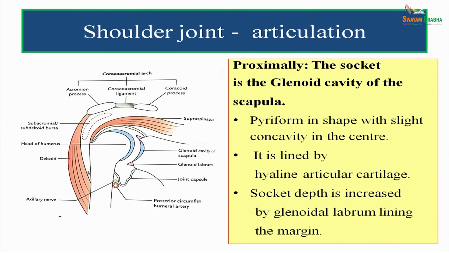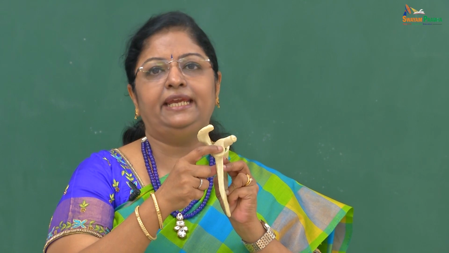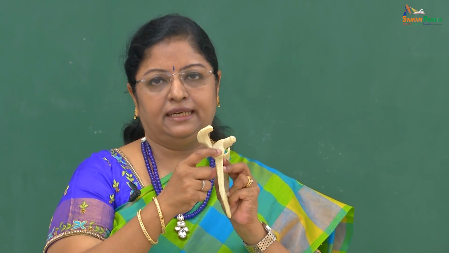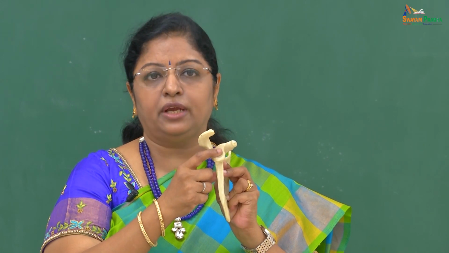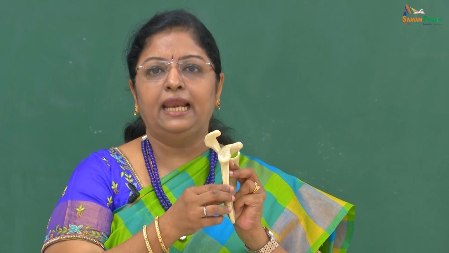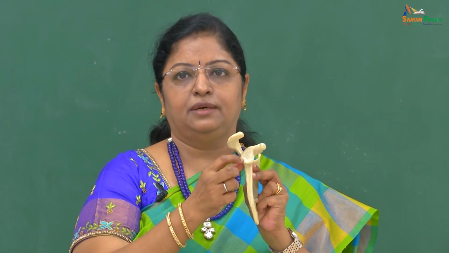Proximally, it is the socket, that is the glenoid cavity of the scapula, which is the articulating end of the shoulder joint. It is pyriform in shape or otherwise pear-shaped with a slight concavity in the center. It is lined by hyaline articular cartilage, and this shallow socket is further deepened by the attachment of glenoidal labrum to the margins of the glenoid cavity or fossa.